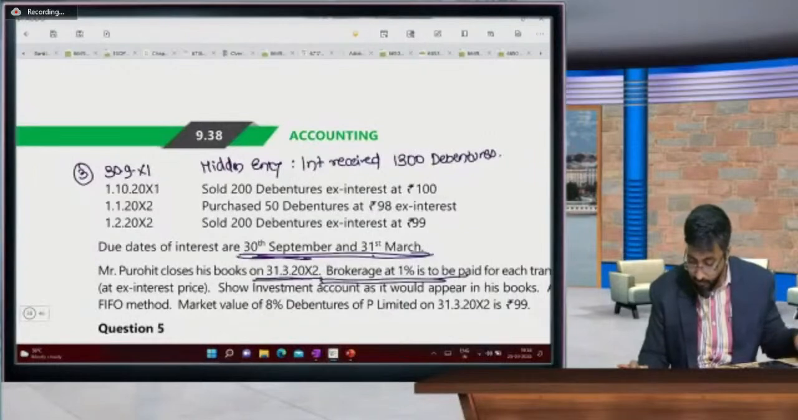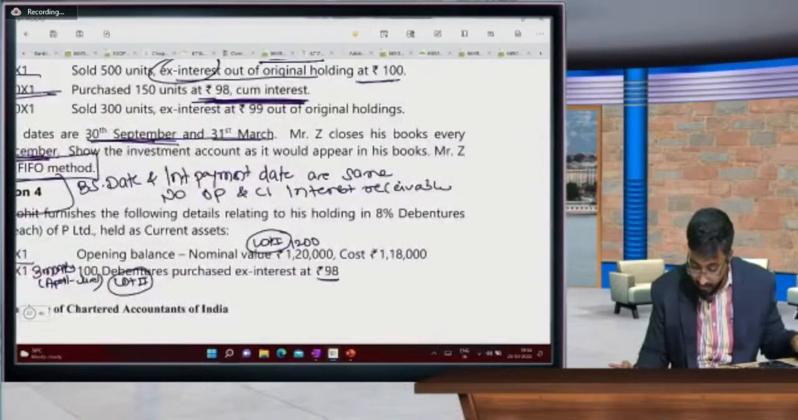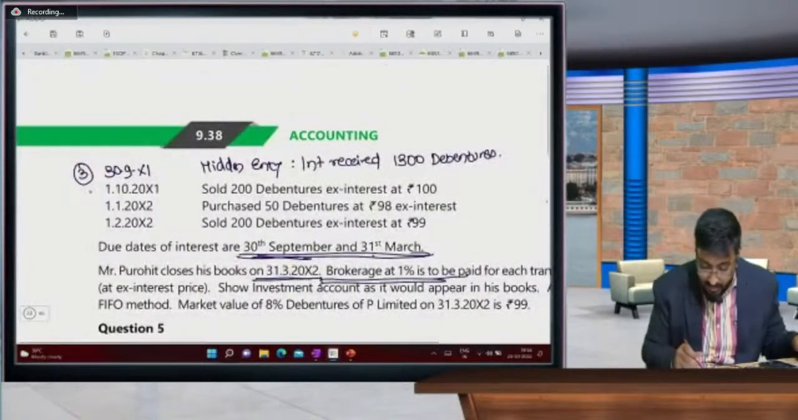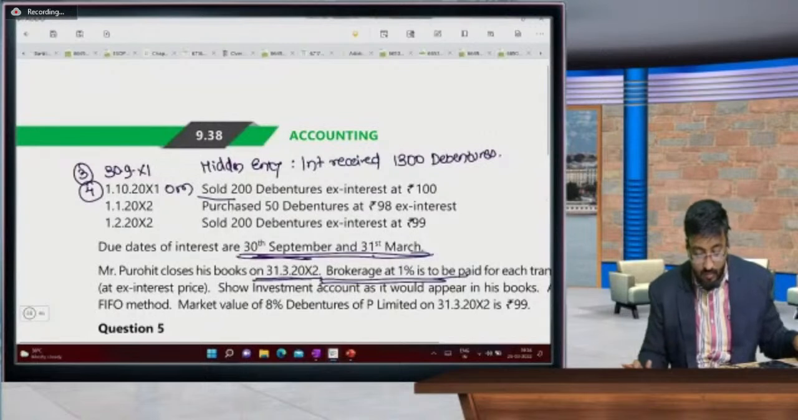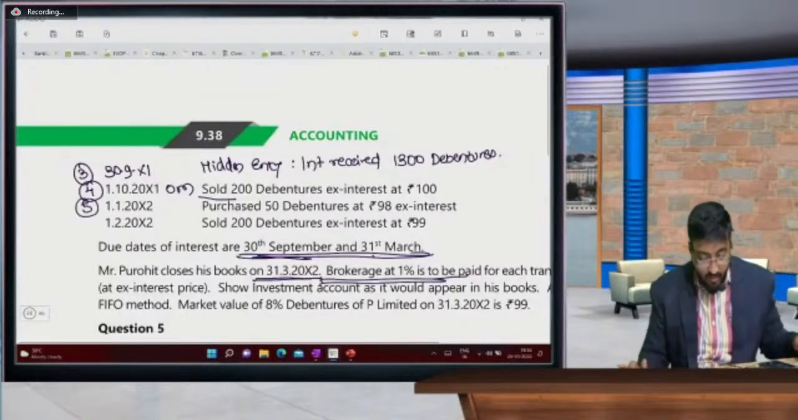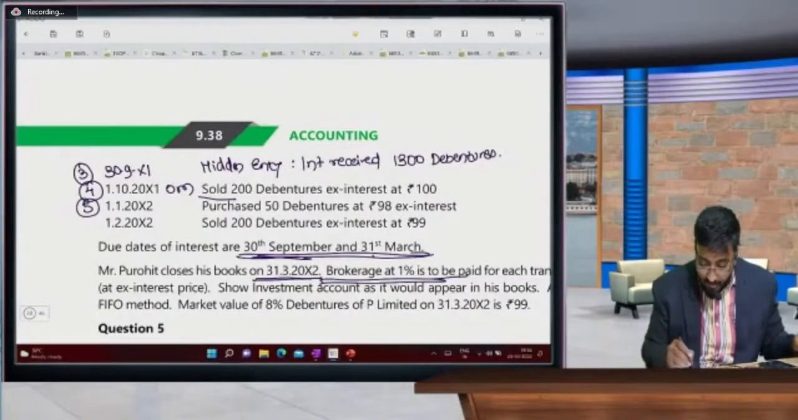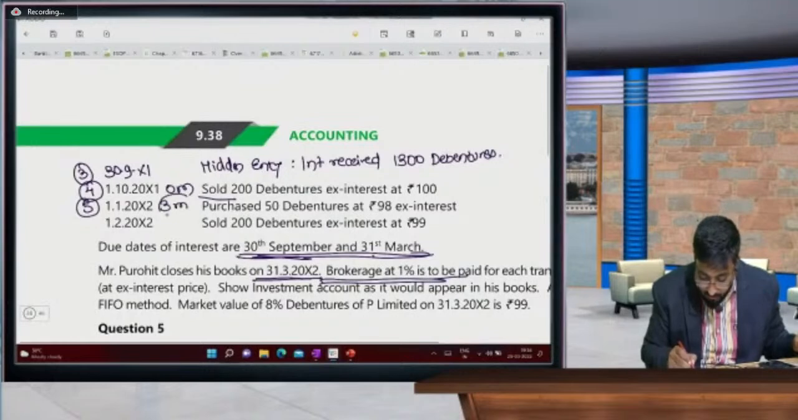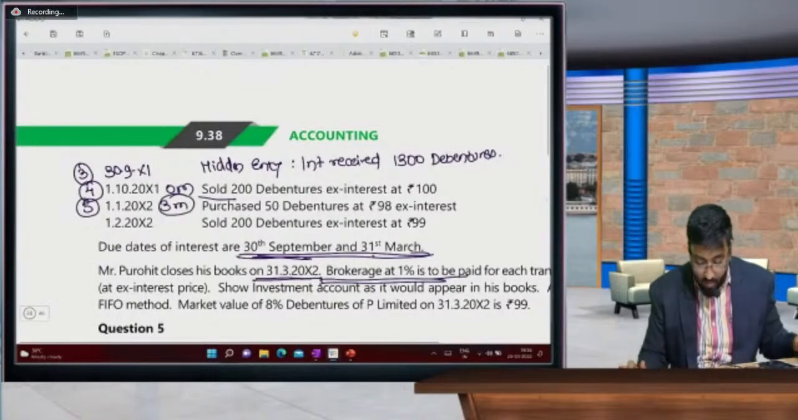Hmm. 1300 debentures, beta. Now what is the next date? 1st October. Sold. 0 months. Interest is important, beta. Just interest is important. 0 months. Next date? 1st January. October, November, December. How many months? 3 months. And what is the next date?